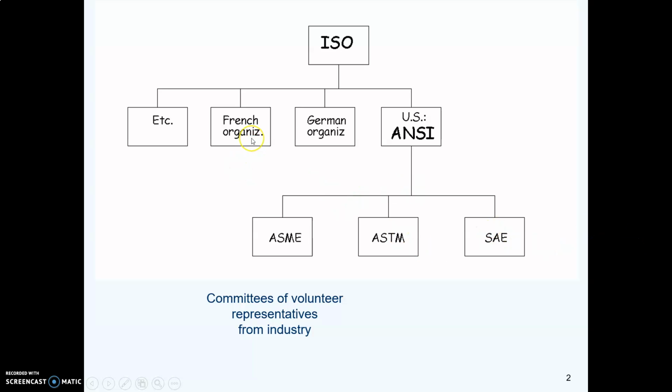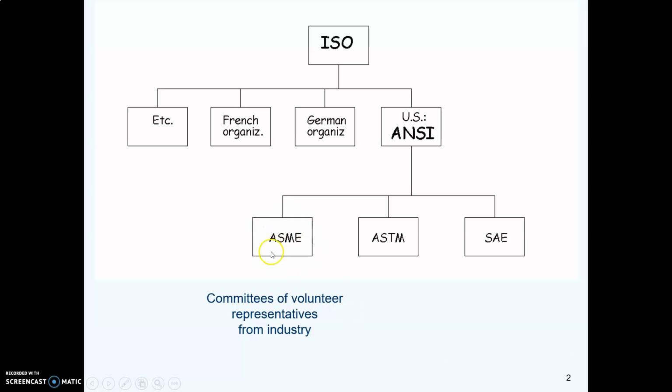So each country sends a representative organization to the international ISO meetings where people work out the fine points. In the United States, our organization, which belongs to ISO, is called ANSI, which stands for American National Standards Institute. And in the US, ANSI does not write standards itself. It used to, but it doesn't now. It is more of the library, the Grand Central Station, the archive. So it coordinates all the standards that are written by other groups.